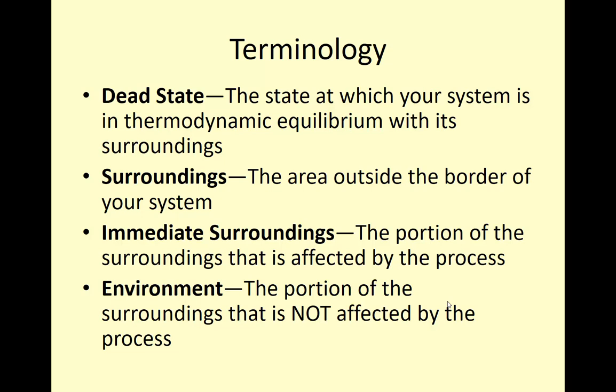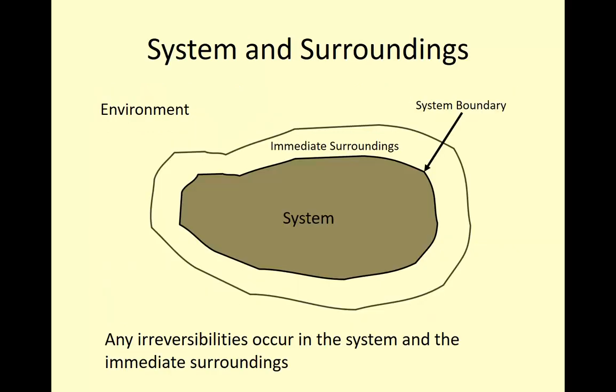Surroundings are the area outside the border of your system. This time we're also going to look at immediate surroundings, which is the portion of the surroundings that is affected by the process itself. So it's the surroundings that are immediately around your system or your device. And then the environment is everything else. It's the portion of the surroundings that is not affected by the process at all.